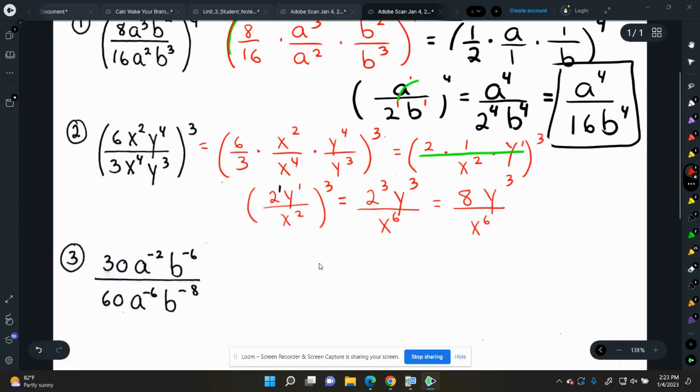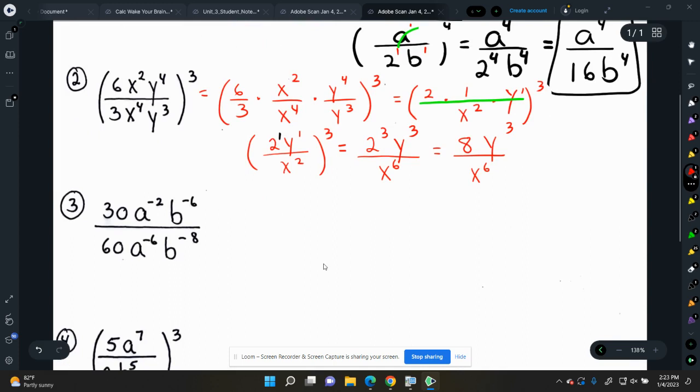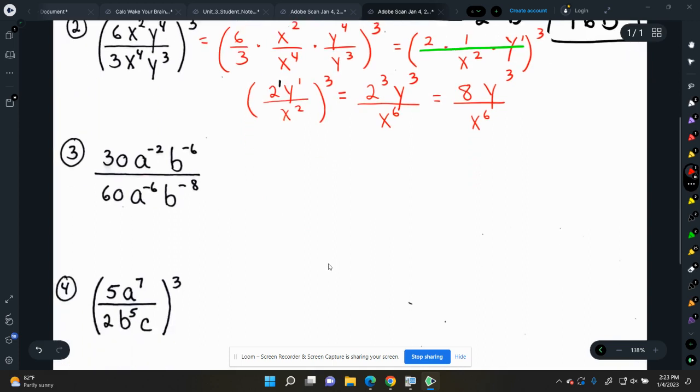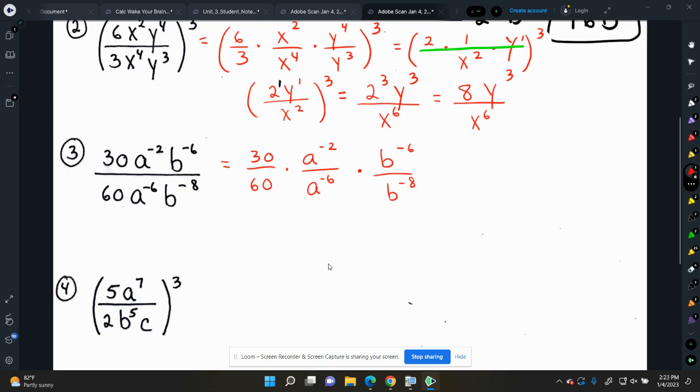Okay. Next one is a weird one. We don't have an exponent outside the parentheses. So let's separate these. 30 over 60 times a to the negative 2nd over a to the negative 6 times b to the negative 6 over b to the negative 8. Okay. 30 over 60, that's 1/2.